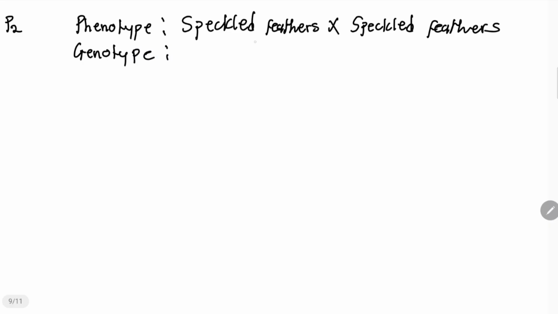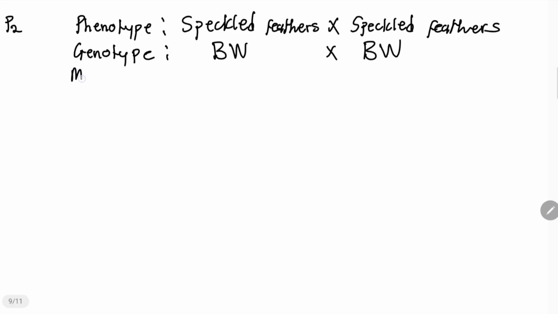And we know that to produce speckled feathers, the genotype has to be heterozygous because capital letter B will give us black. Capital letter W will give us white. So in order to have black and white, which is speckled feathers, our genotype has to be capital letter B, capital letter W, crossed with capital letter B, capital letter W.